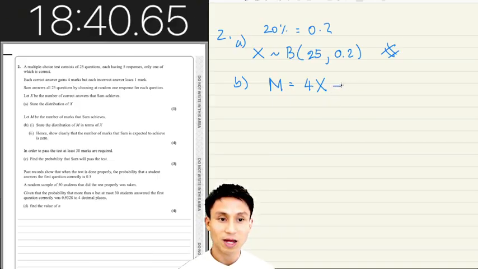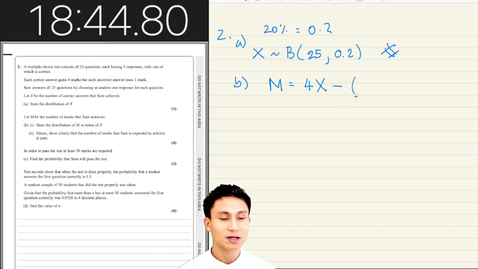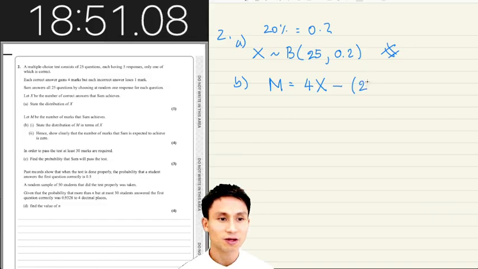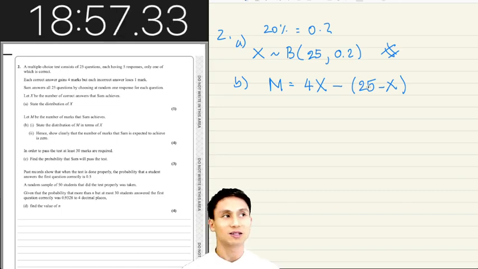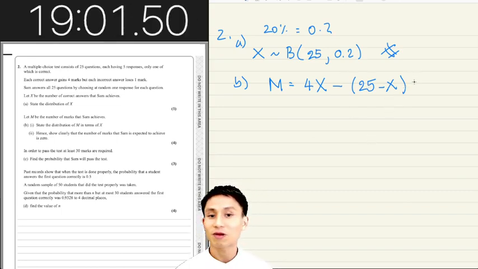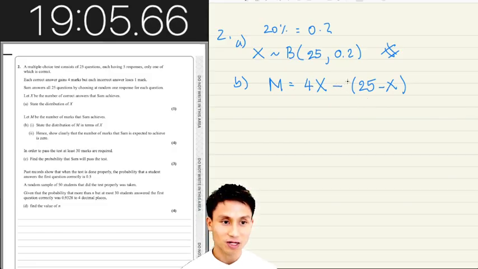So we got to do minus, right? Because M is the number of total marks. Minus, but what is the number of wrong answers? Well, it's just the total number of questions, which is 25, subtracted by the number of questions that he got right, which is x. Because if you got x right, then 25 minus x would be the wrong questions. And we gotta multiply that by 1 because this is already a minus 1 here in front, right?